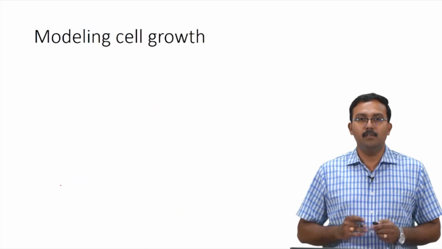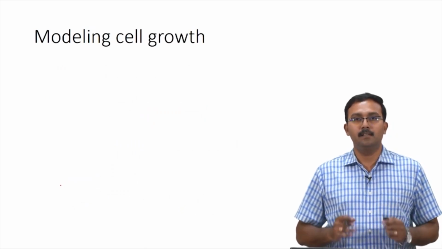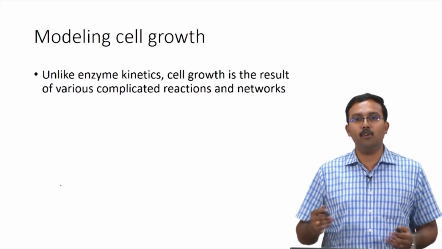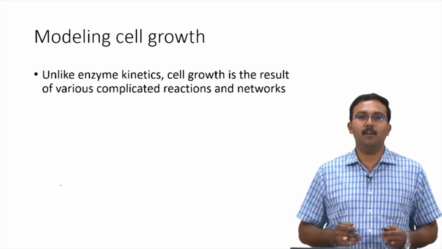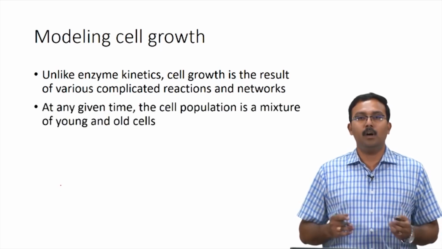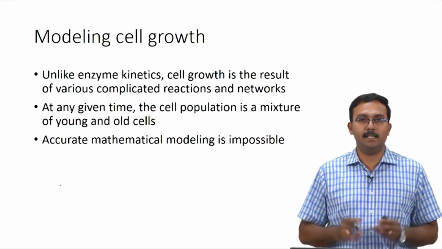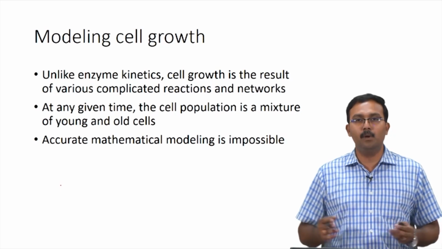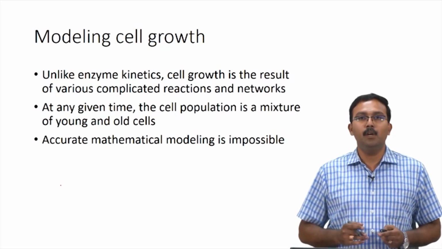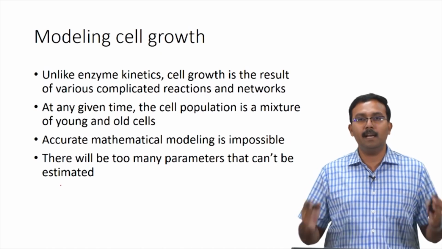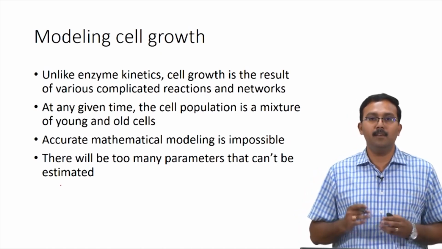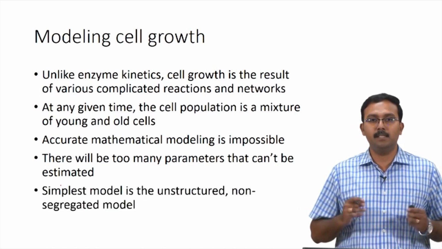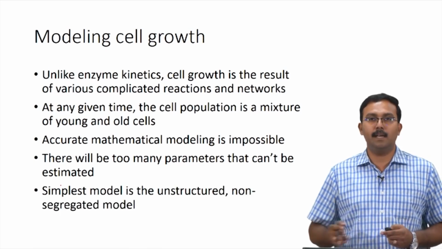Having understood the growth curve, let us move on to modeling cell growth. Unlike enzyme kinetics, cell growth is actually a result of various complicated reactions and networks. So, it is almost impossible to draw any kind of a model which will fully describe this system. At any given time, the cell population is actually a mixture of young and old cells, and mathematical modeling would mean that there are going to be n number of parameters which are going to be very difficult to estimate. So, what people do instead is use a simple model which is the unstructured non-segregated model.